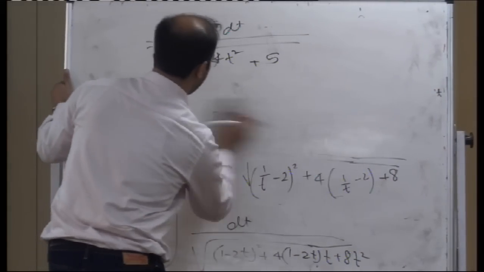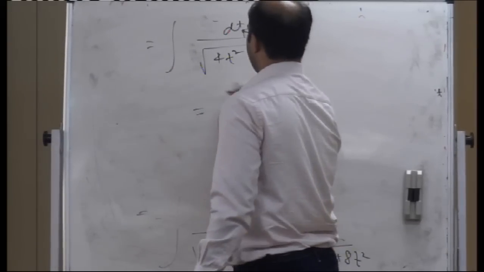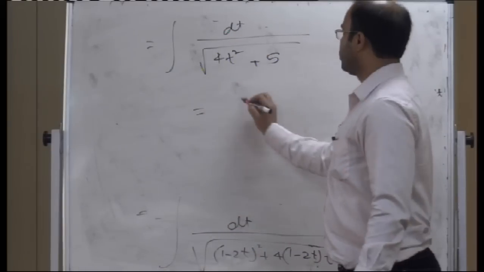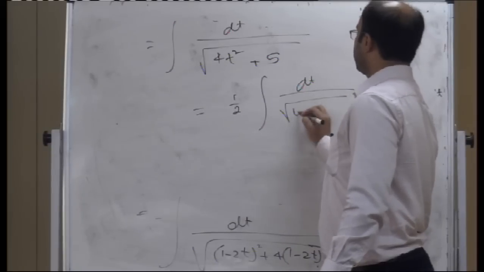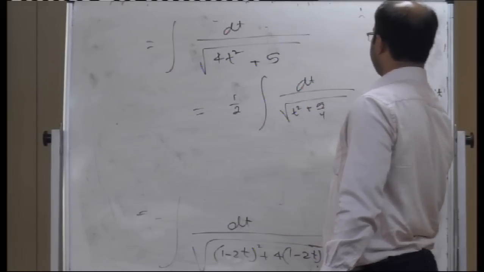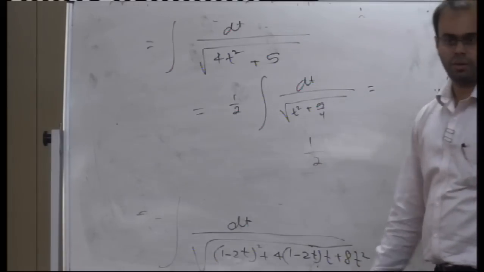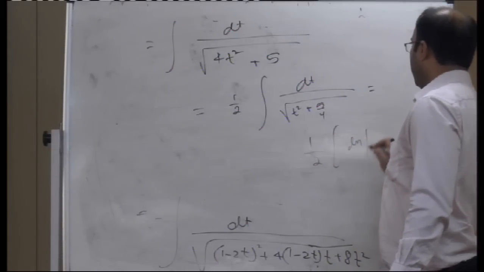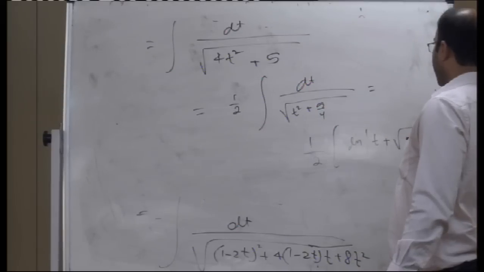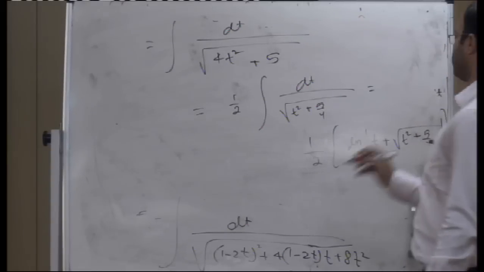Integration of this part is, 4 you can take outside. So this would become 1 by 2 dt upon root over t square plus 5 by 4, which will become 1 by 2, and the formula for x square plus a square is ln of mod of x plus root over x square plus 5 by 4, a square.